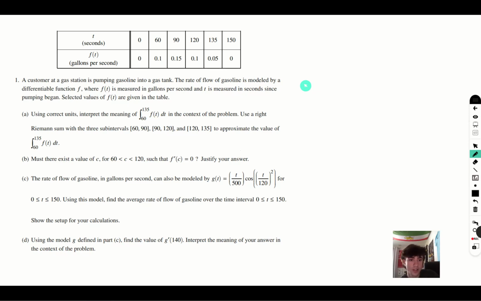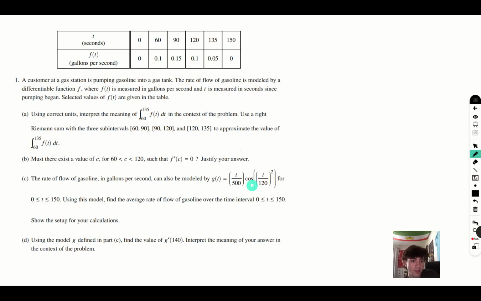A customer at a gas station is pumping gasoline into a gas tank. The rate of flow of gasoline is modeled by a differentiable function f, where f of t is measured in gallons per second and t is measured in seconds since pumping began. Selected values of f of t are given in the table.